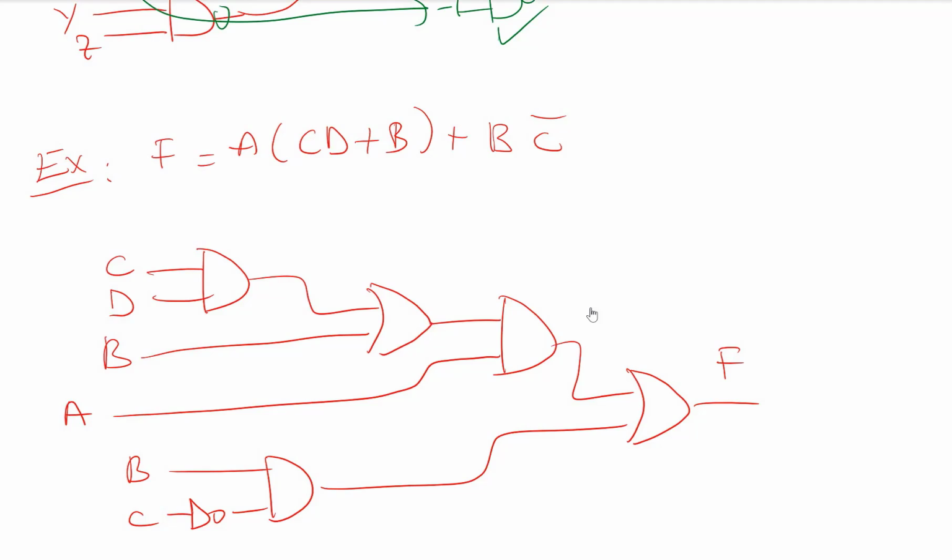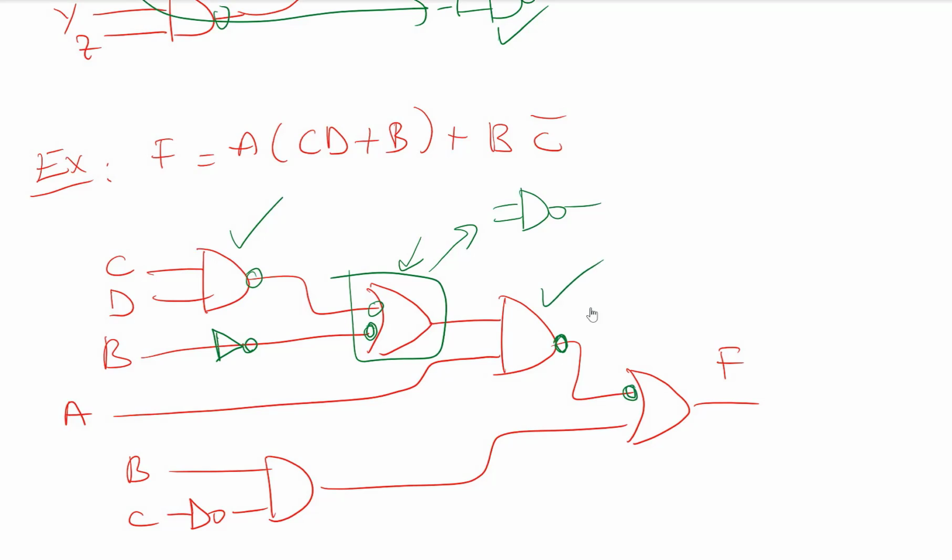So what can I do here? I can put bubbles here. Right, so this is a NAND gate. And to make this gate a NAND gate, I can put a bubble here. But to compensate for this bubble, I need to add another inverter here. Now this is a NAND gate. So in this line I can put 2 bubbles. So this is a NAND gate.